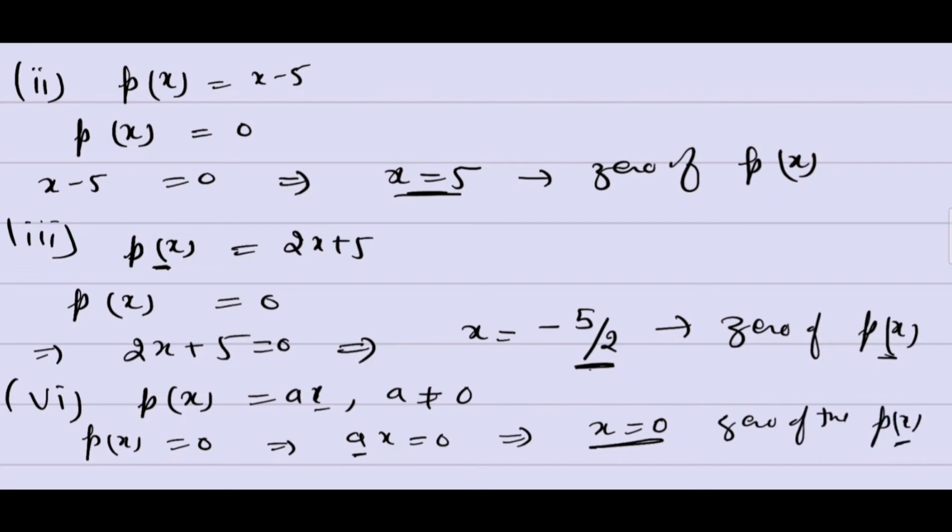polynomial p(x). So from all these questions we can see that it is not necessary that the 0 of the polynomial is equal to 0. It can be any value.